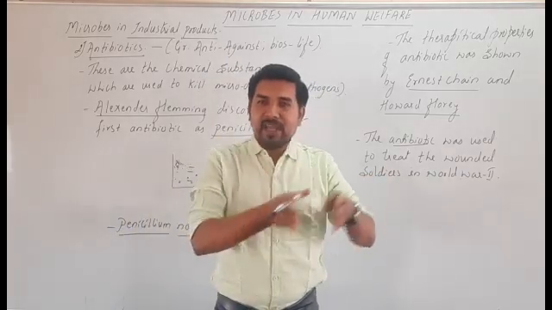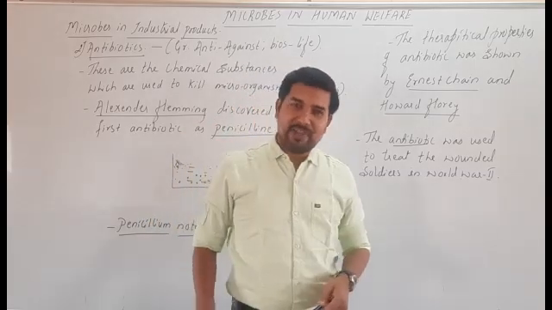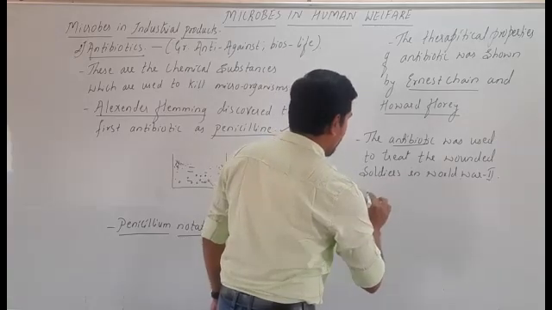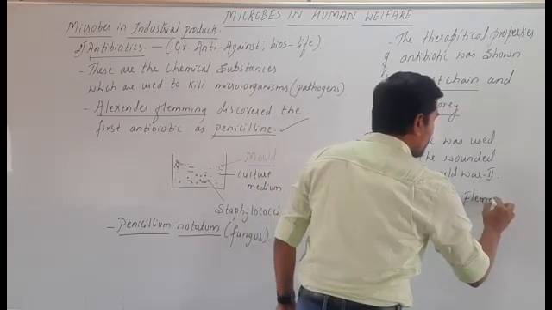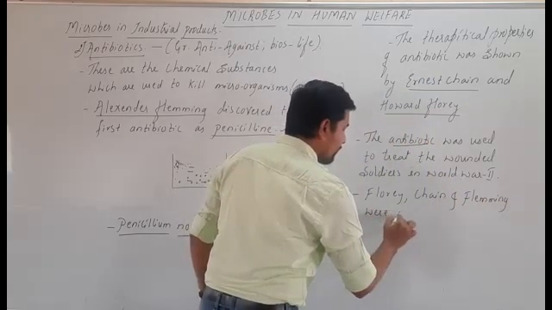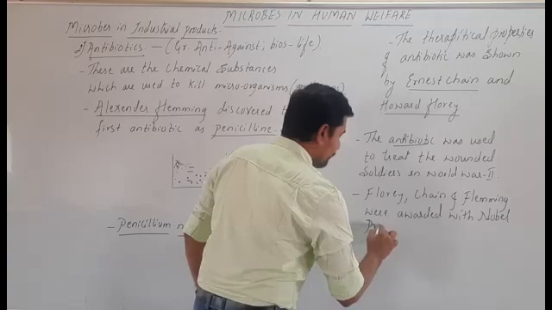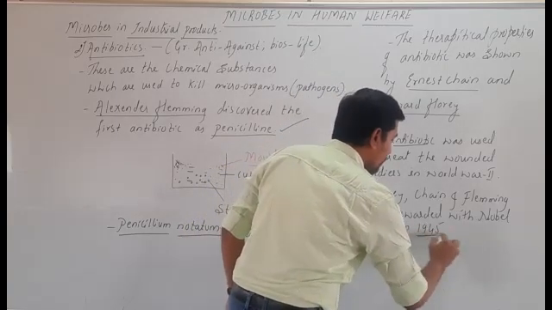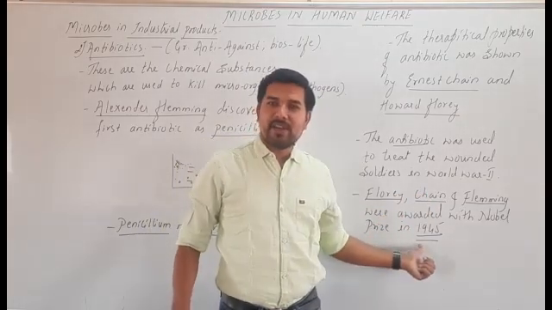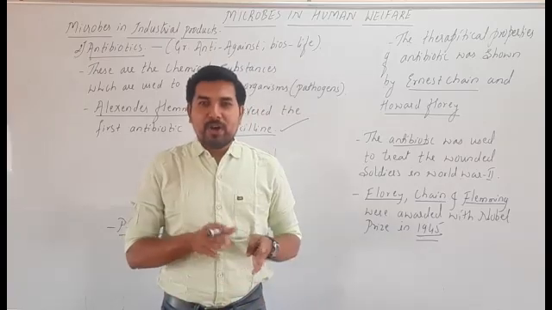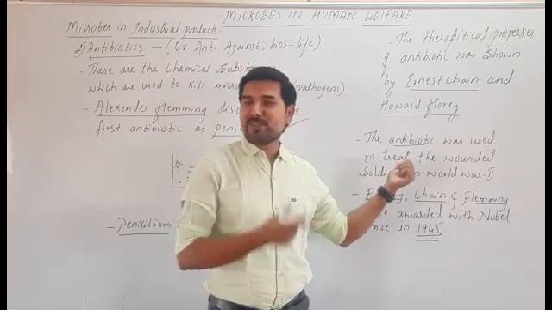Because of the saving of life of many soldiers, these three persons have been awarded the Nobel Prize in the year 1945. Okay. So here we come across Fleming, Chain and Florey were awarded the Nobel Prize in 1945. These three persons were awarded the Nobel Prize in the year 1945 for not only the discovery of the antibiotic but for saving the life of many soldiers who were wounded in World War II.